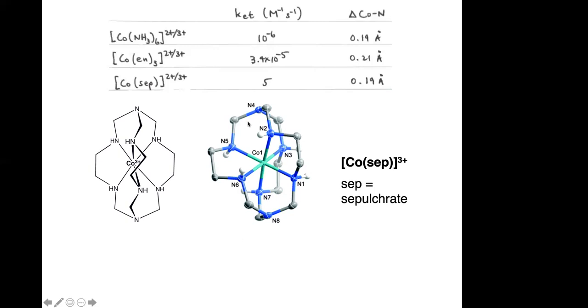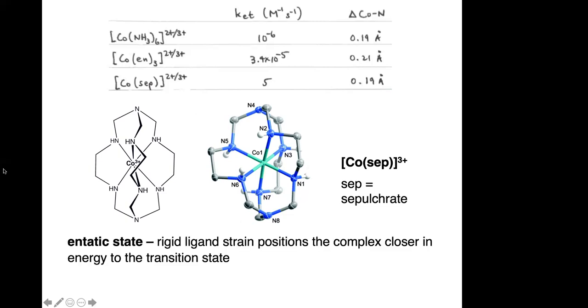But what's happening here, the reason this reaction is faster, is that there's considerable strain in this hexadentate sepulcrate ligand. And that strain is placing the molecule into what's called an entactic state. An entactic state is a case where the rigid ligand strain positions the complex closer in energy to the transition state energy.